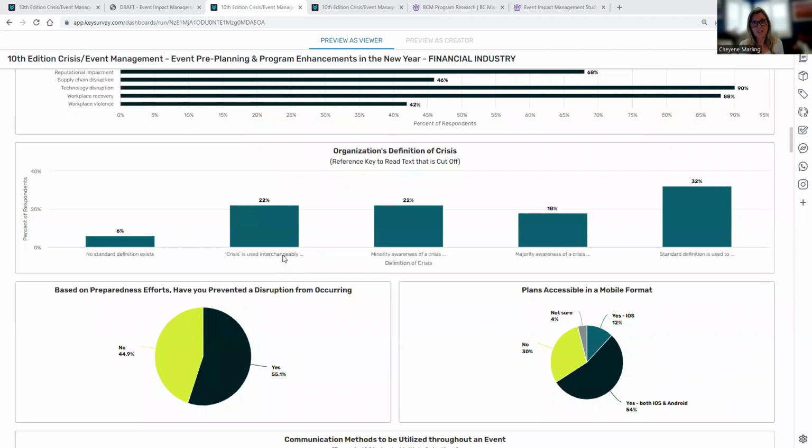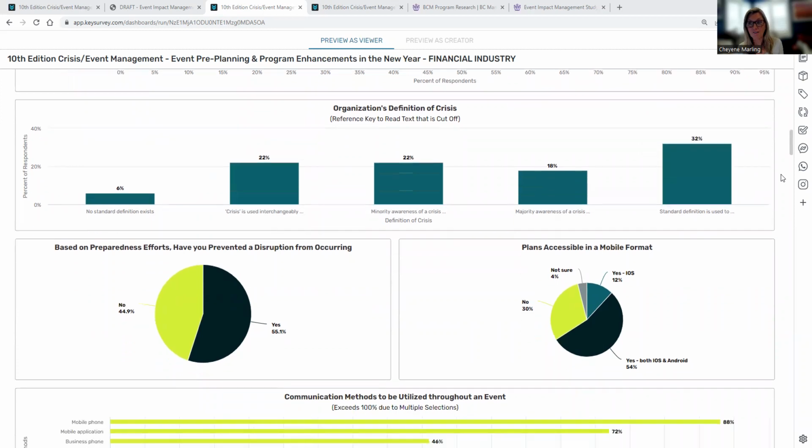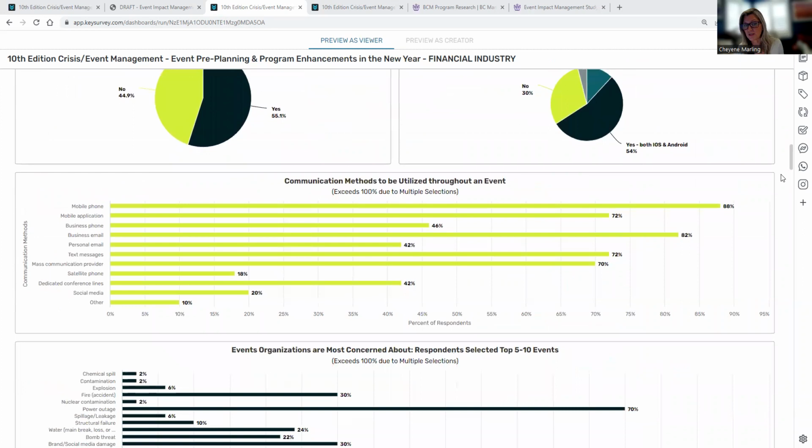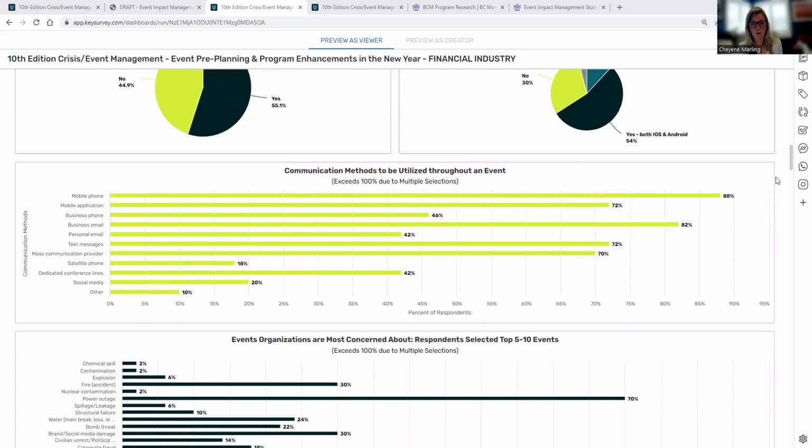So to read the data chart, you will see a reference key to read the text that is cut off. If you received your dashboard, you should have also received a key to help you read some of the text that's been cut off within the dashboards. You can also see the different communication methods that are utilized throughout an event. You can see here it exceeds 100%. Some of the questions will exceed 100% because participants can choose multiple selections within that question.